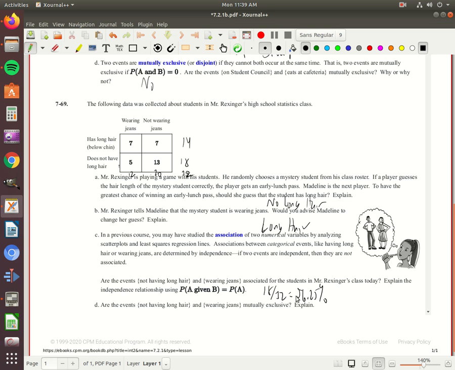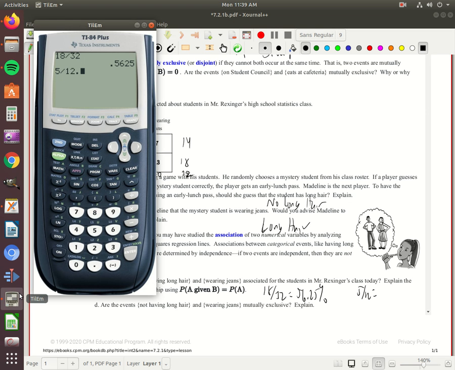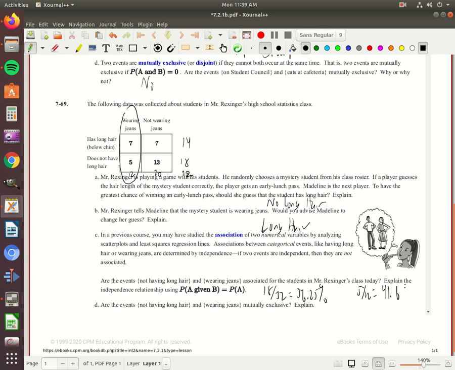Okay, now I want to check to see if people are wearing jeans. So now I'm going to just ask these people, hey, do you not have long hair? And the answer is 5 out of 12. So if I divide those, I get 41%. So you can see the numbers are different. So I'd say there is an association. Yes, association. Those numbers are different. So for whatever reason, wearing jeans seems to help determine whether or not you have long hair or not.